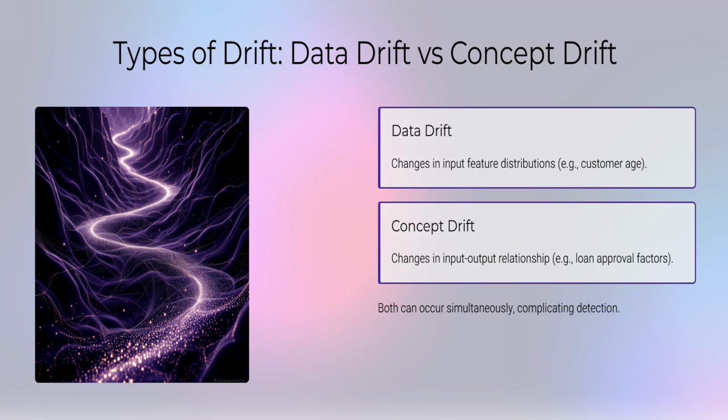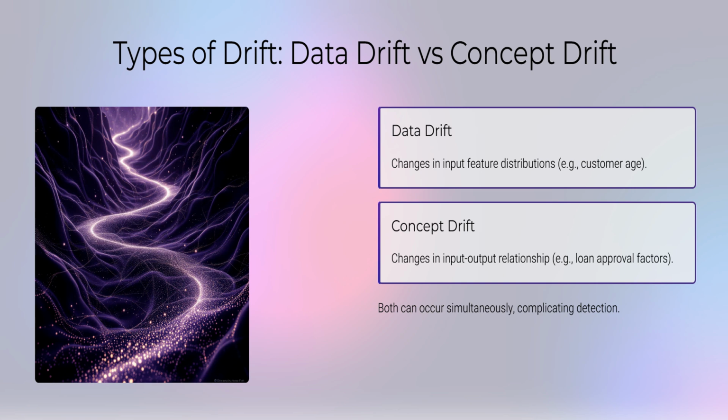Next, types of data drift. Data drift versus concept drift. This slide differentiates between two common types of model drift to ensure precise diagnosis. Data drift, which is covariate shift, is a change in the distribution of the model's input features themselves. Example: the average age or income level of users changes.